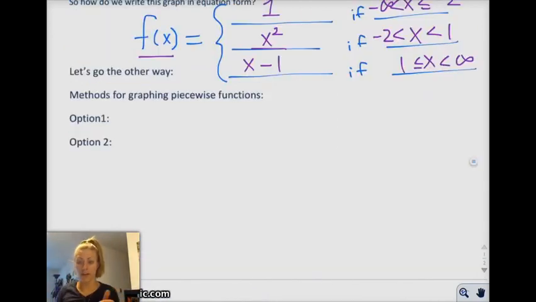Now if we want to go the other way, start with an equation and make a graph, there's two ways I like to think about it. Method one is just graph it, or pick points and then plot it, right? So pick values of x and then figure out which piece of the function it's on.